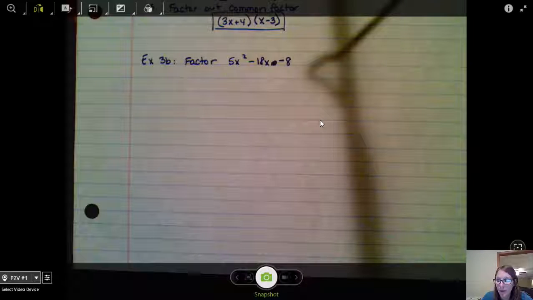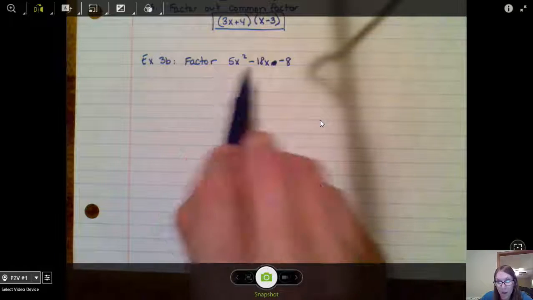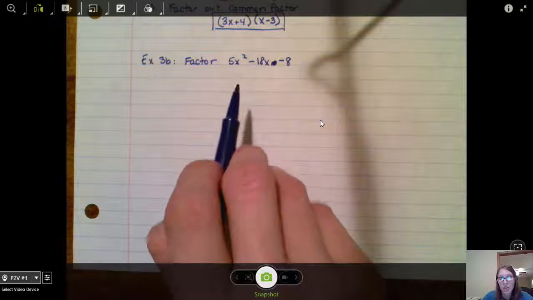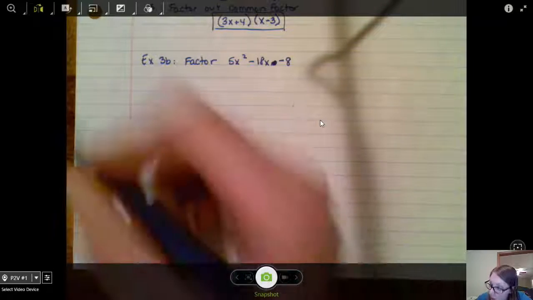Okay, one more example of factoring by grouping here. In example 3b, we are going to factor 5x squared minus 18x minus 8. And again, just like in example 3a, I don't have a common term all the way through, and my a value is not 1. So this strategy of factoring by grouping is really, really helpful.